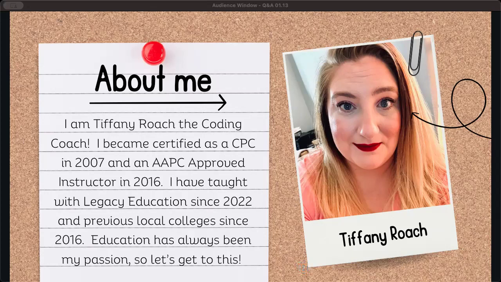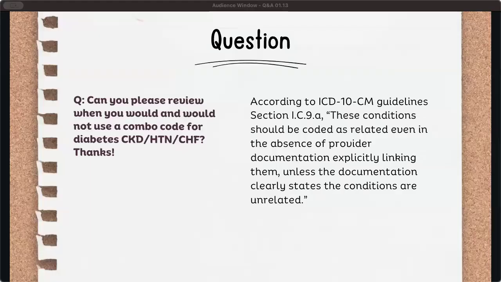So we're going to jump into the first question today. Our first question is, can you please review when you would and would not use a combo code for diabetes, chronic kidney disease, hypertension, and CHF? We do have a guideline here for the chronic kidney disease, hypertension, and CHF from Chapter 9 of ICD-10.